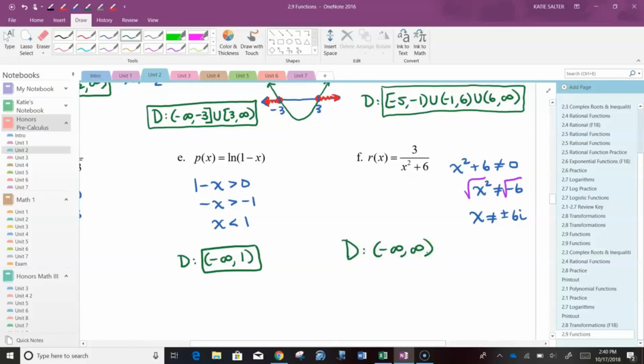And you can sit there and play with this. There is not a value of x that would ever make this denominator equal to 0. So I want you to understand that just because there's a variable in the denominator doesn't mean that the domain will always have a restriction. Most cases it will have a restriction, but not always.